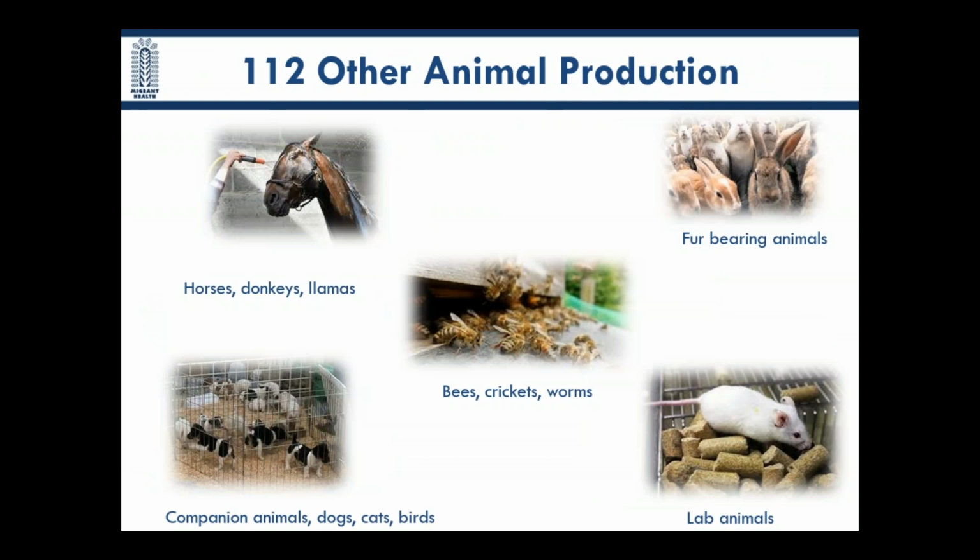And then support activities, other animal production. These are production that we might not normally consider ag workers. It might be a little more unique. So fur-bearing animals, lab animals, even bees and crickets and worms and companion animals. So those might be sections that you might not currently be considering in your ag worker definition for classification purposes. So it's good to look at those as well.